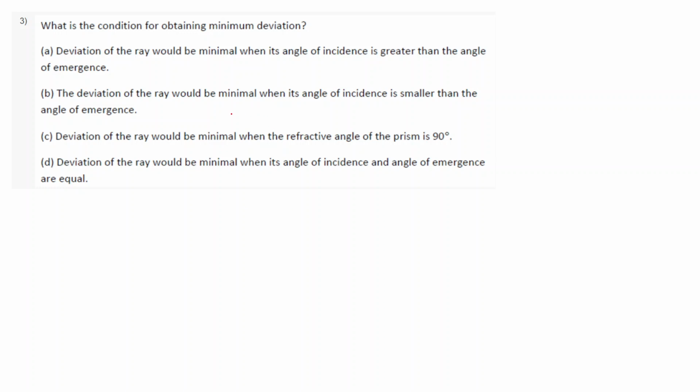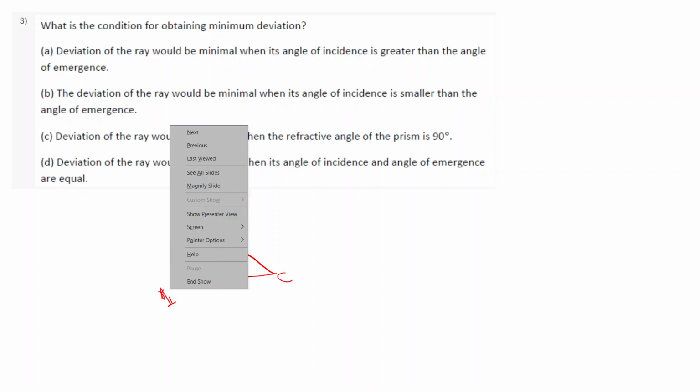Third question is, what is the condition for obtaining minimum deviation? Just to recall, when we have a prism like this, this is refracting surface 1. Just let me write one. Let's call this A, B, C. This is B.